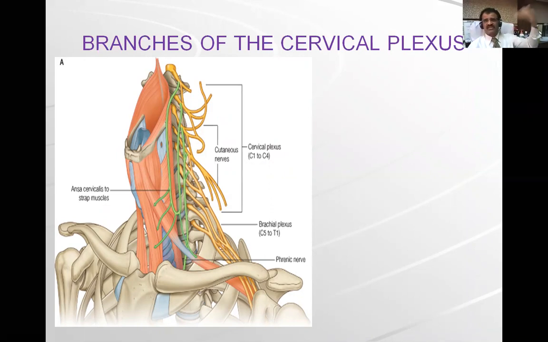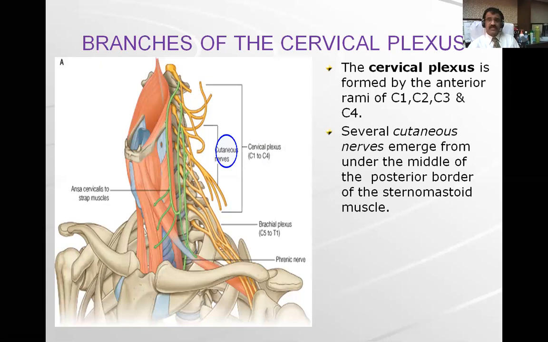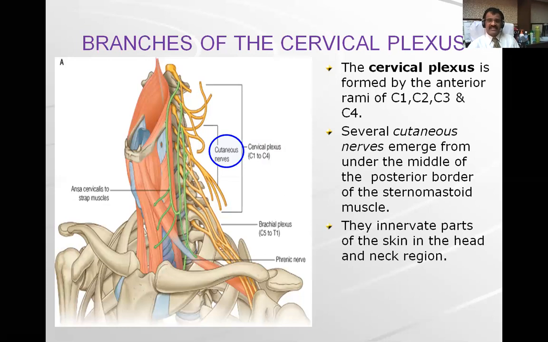So C1, C2, C3, C4 they make a cervical plexus, and cervical plexus is formed by the anterior rami of C1 to C4, and cervical plexus gives several cutaneous nerves which emerge from the middle of the posterior border of the sternocleidomastoid muscle. They innervate parts of the skin in the head and the neck region. So that is the jurisdiction of these nerves. So it is required for the purpose of block anesthesia study which is required during surgery when you want to block a nerve for the purpose of surgical interventions.